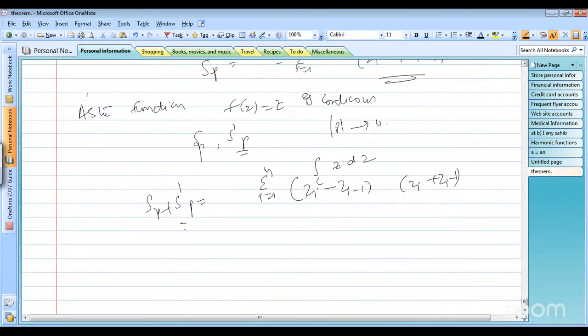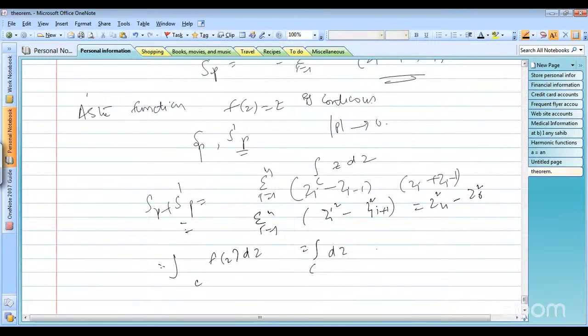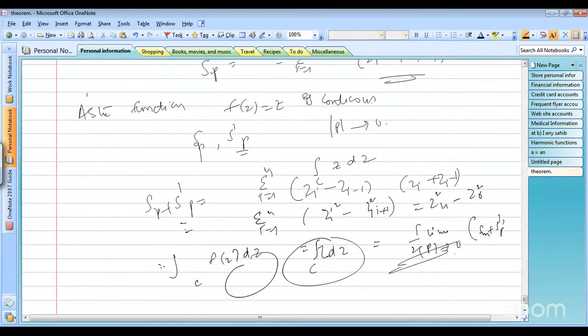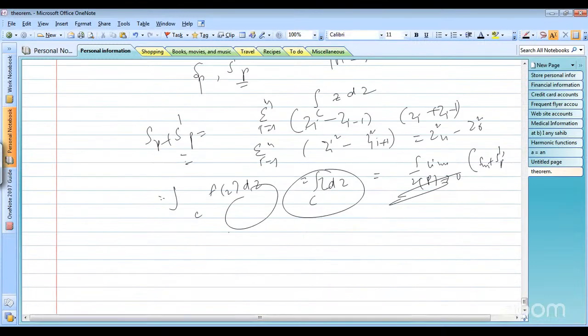So see here, the summation of i = 1 to n of (z_i² − z_{i−1}²), using a² − b² = (a − b)(a + b). That gives z_n² − z_0², both taken here. The integration over c of f(z) dz is 1/2 of the limit as |p| tends to 0 of S_p + S'_p, which is the above value.